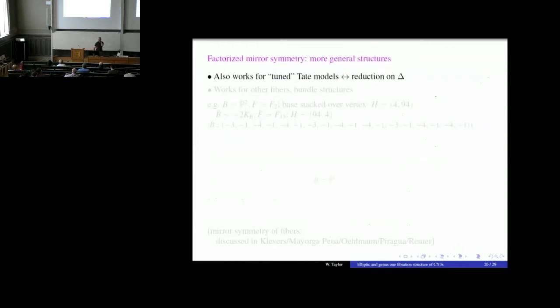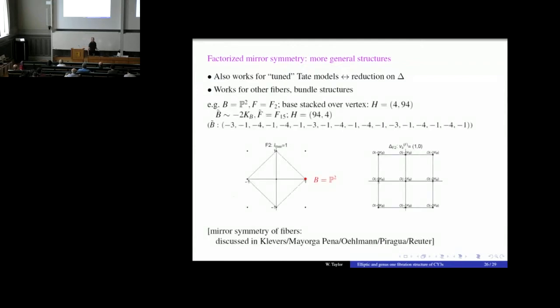We can do this more generally. We don't have to put all the base on one point or use P231. This also works for tuned models that I mentioned at the beginning, where we tune some additional gauge groups. It works for other fibers and bundle structures. Here's another example.